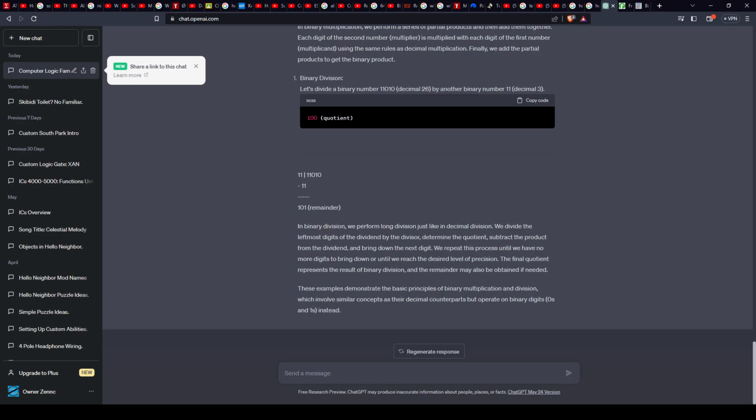In binary division, we perform long division just like in decimal division. We divide the leftmost digits of the dividend by the divisor, determine the quotient, subtract the product from the dividend, and bring down the next digit. We repeat this process until we have no more digits to bring down, or until we reach the desired level of precision. The final quotient represents the result of binary division, and the remainder may also be obtained if needed. These examples demonstrate the basic principles of binary multiplication and division, which involve similar concepts to their decimal counterparts, but operate on binary digits, zeros and ones instead.